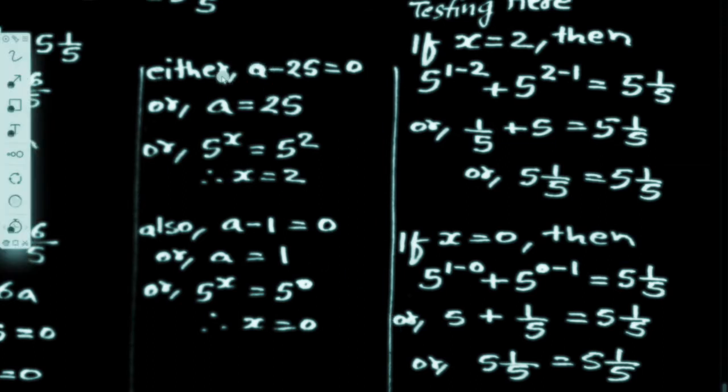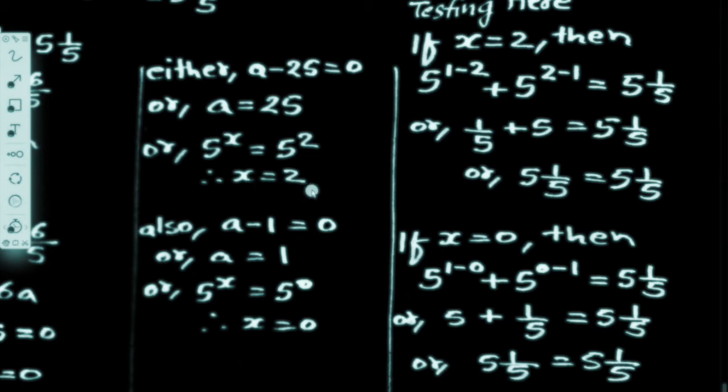Here the first factor is a minus 25 equals 0, or a equals 25. Now a should be replaced with 5 power x, so 5 power x equals 5 power 2, since 25 means 5 power 2. Therefore, x equals 2. From this factor, we get the first value, x equals 2.